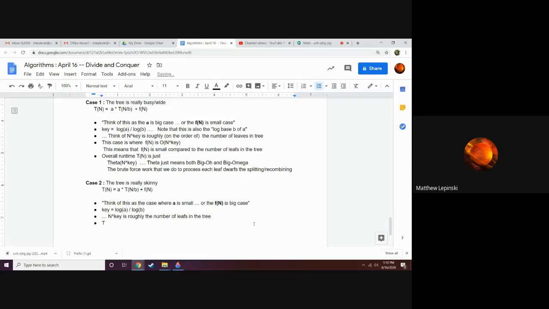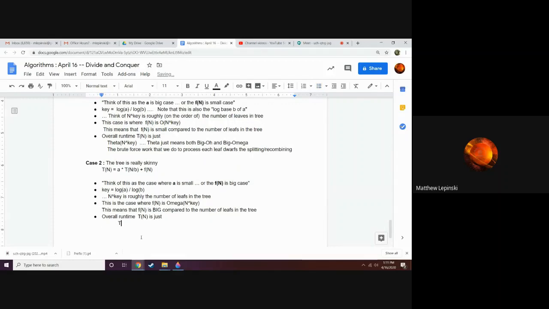And then this is the case where F of n is omega of n to the key. So this means that F of n is big compared to the number of leaves in the tree. And in this case, the overall runtime T of n is just theta of F of n.